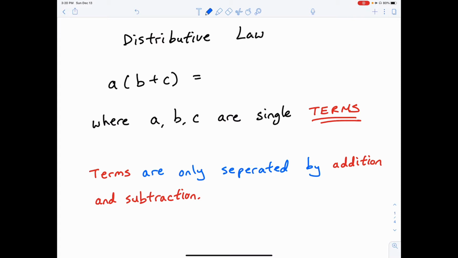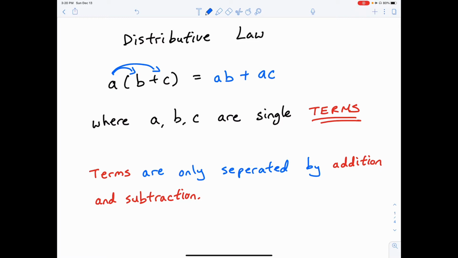Distributive law basically means pretend A is the boss on the outside and the boss needs to pay all of their employees. So what we do here is we take the boss and we multiply it to every single term, as if they're distributing to every single employee. So A times B will give us AB plus A times C would just give us AC.